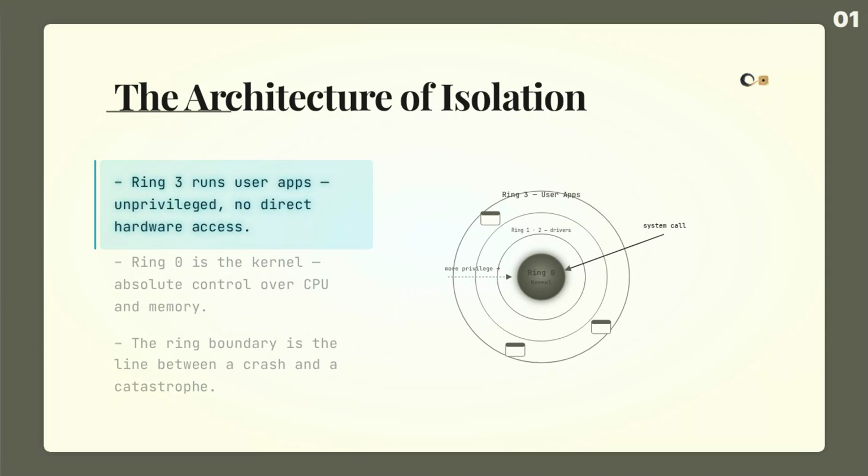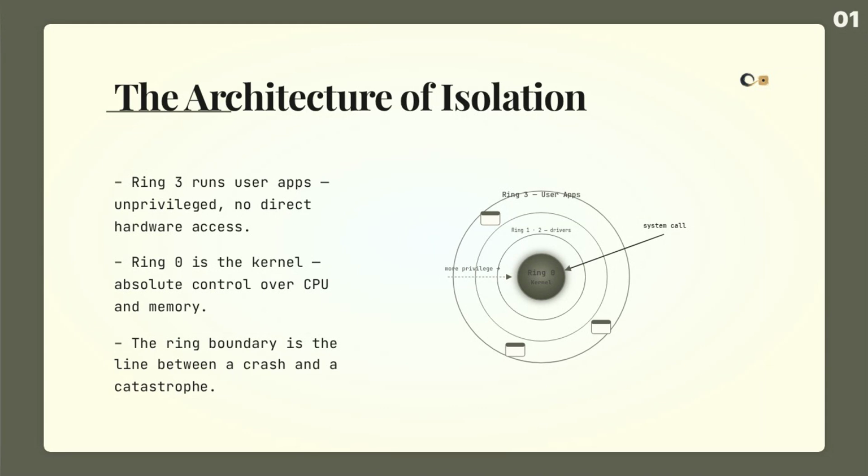Now we are going to dive into the absolute cornerstone of operating system security and stability, the architecture of isolation. At the hardware level, this isolation is enforced by CPU privilege rings. Modern processors implement distinct rings to restrict what instructions can be executed at any given moment. User applications run up here in ring 3, which is completely unprivileged.